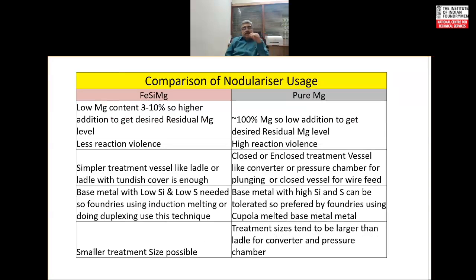Base metal with low silicon and low sulfur is needed for ferrosilicon mag treatments using induction furnace or doing duplexing, while with pure mag, base metal with higher silicon and sulfur can be tolerated. So it is preferred by foundries which have large productions, with cupola melted base metal, say hot blast cupolas, or like for ductile iron pipes from the blast furnace itself. Smaller treatment sizes are possible with ladle, while treatment sizes here tend to be larger. I think the smallest converter I have come across is 1 ton.